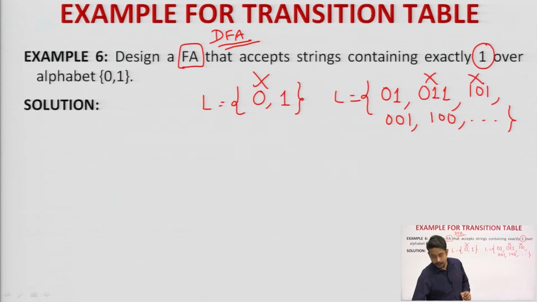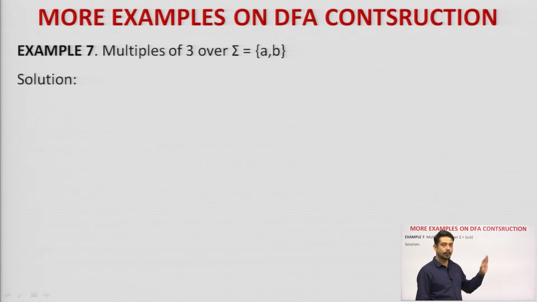Let us go with the second example, example number 7. We will try to design a few of the examples, and a few of the examples you try on your own, to make it a habit of understanding the language and completing the diagram. Example number 7 says: multiple of 3 over a and b. So, I need to concentrate on both input alphabets, I cannot leave out any of the input alphabets, clear.